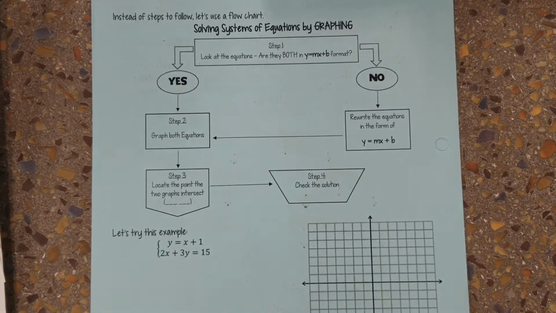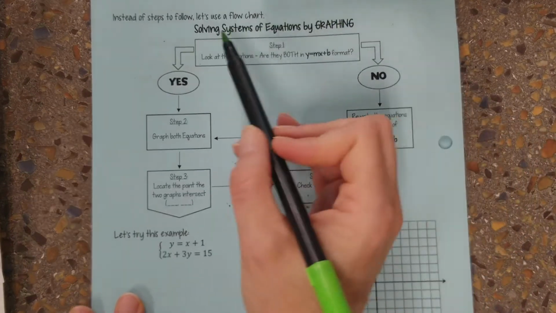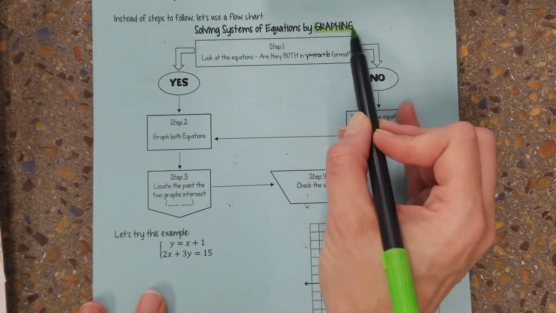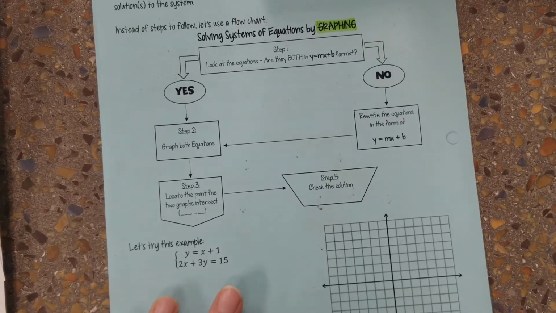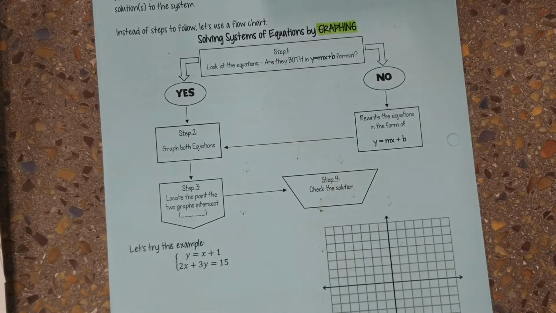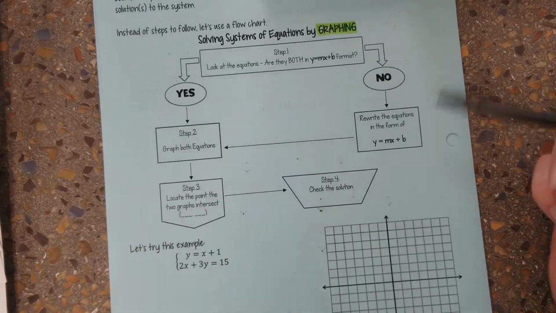So when your test or your quiz tells you to graph or solve these systems of equations by graphing, this is what you should pull out. It gives you a step-by-step, so when you say, I don't know what to do next, you can look at this and figure it out.